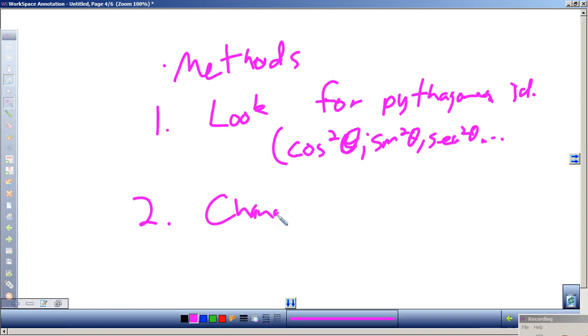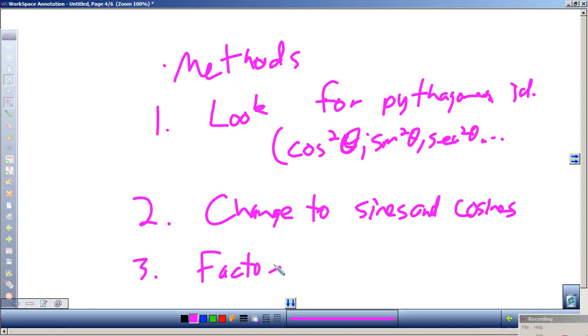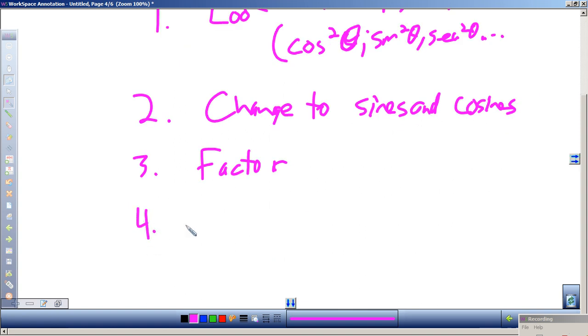Okay, so change to sine and cosine. Remember, these steps are not all ones you always do. These are just ideas that sometimes will be helpful, sometimes not. A third one, factor. A fourth one, we got to talk about in that problem, common denominator. This means if we have fractional ones, most likely we're going to want to get a common denominator to combine them.